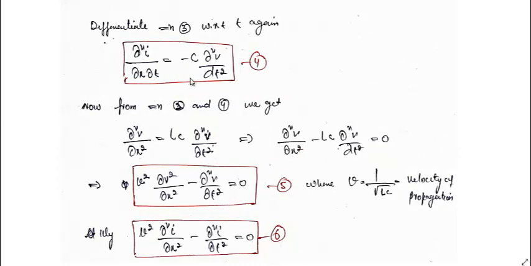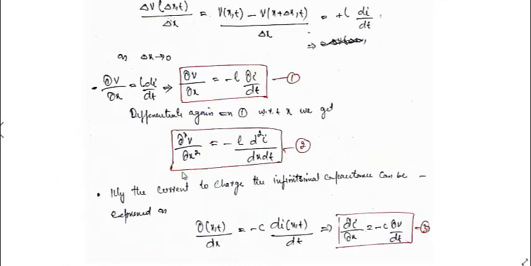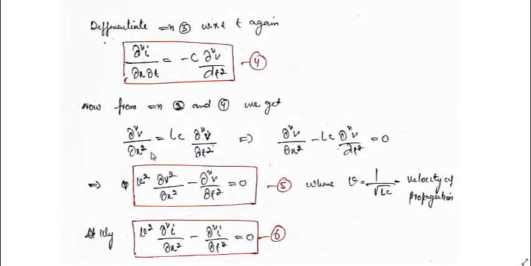So I can put this equation over here. So del square v by del x square is equal to minus L times, this will be equal to minus C del square v by del t square. So minus and minus will be plus. Del square v by del x square will be equal to LC del square v by del t square. So I can write it like this: del square v by del x square minus LC del square v by del t square is equal to 0.